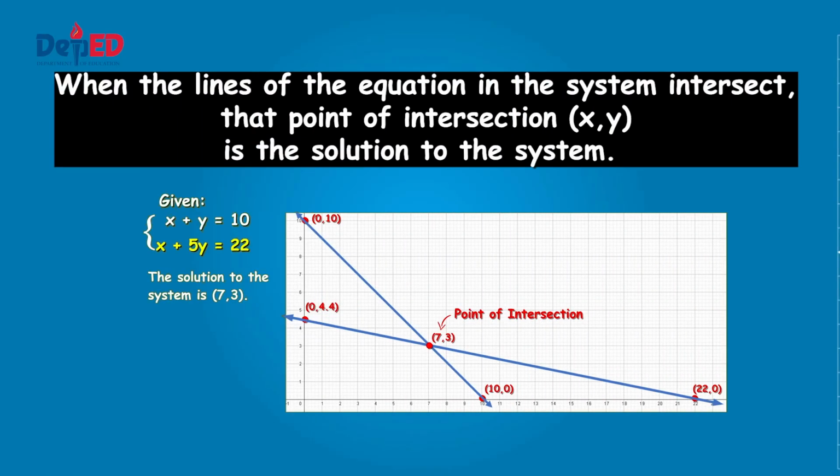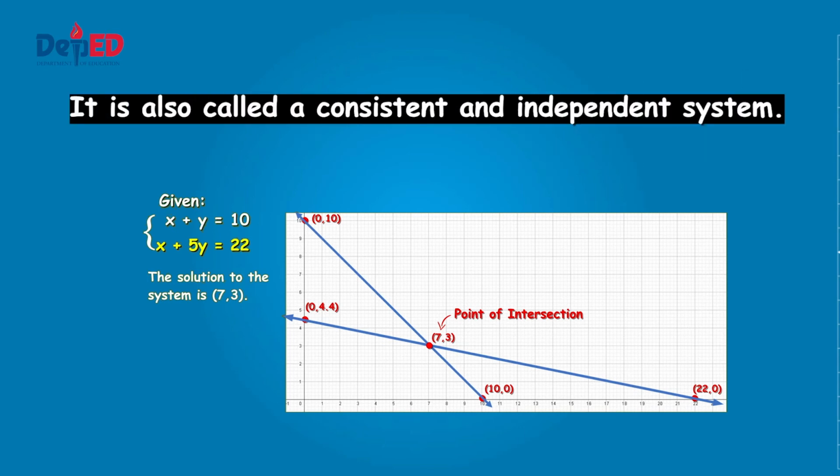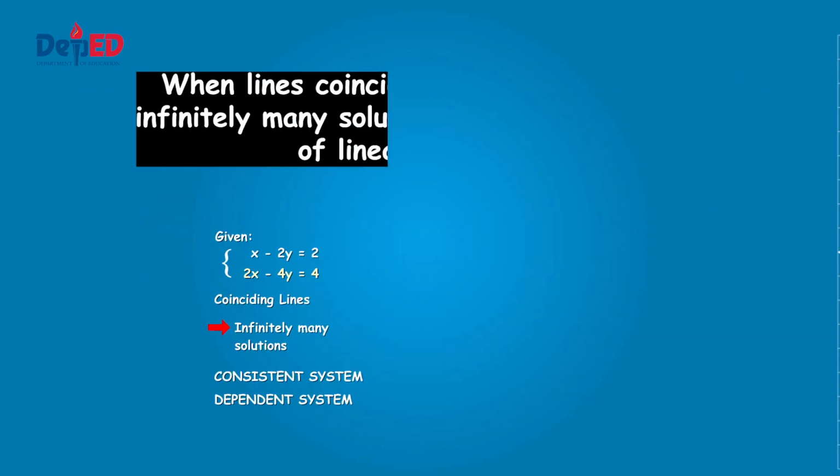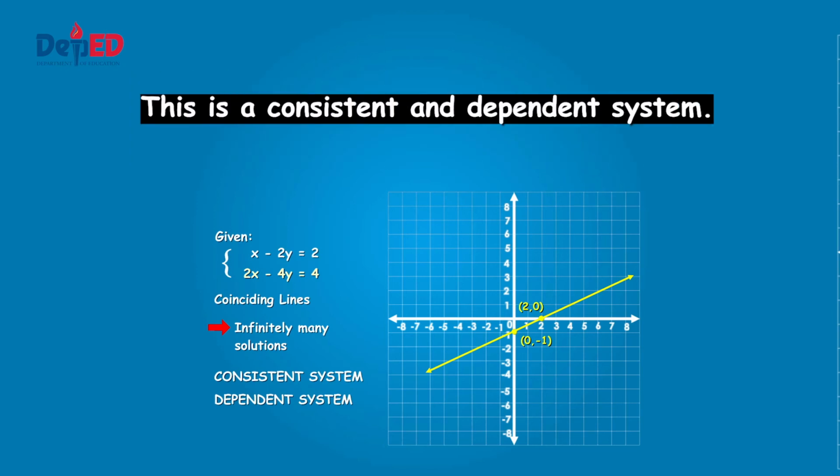Aside from that, we were also able to explore and observe from the graph the types of systems of linear equations. When the lines of the equations in the system intersect, the point of intersection (x, y) is the solution to the system. It is also called consistent and independent. When lines coincide, it means there are infinitely many solutions in the given system of linear equations. This is a consistent and dependent system.